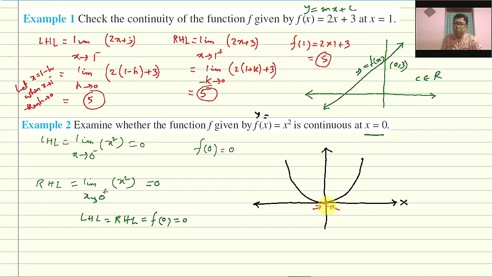For this, the function is continuous at x is equal to 0. Not only that, if you draw the curve, you will find that you have not lifted your pen at the point x is equal to 0, and freely you have drawn the curve. So the function y is equal to f(x) is equal to x square is continuous. Not only at x is equal to 0, it is continuous everywhere. Okay, next.